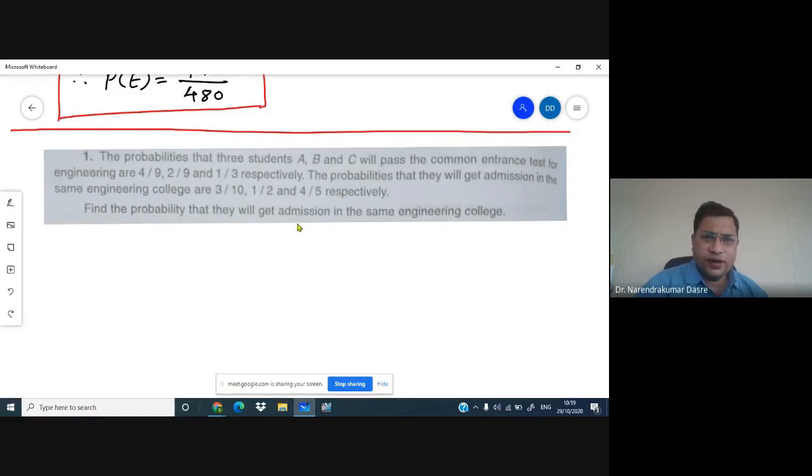And now we want to find the probability that they will get admission into the same engineering college. Here we need to understand the partition and the event. Always remember, only if you understand the partition and the event are you able to solve the problem. We have to write this into the proper mathematical model, and then using the proper formula, we are able to get the answer.